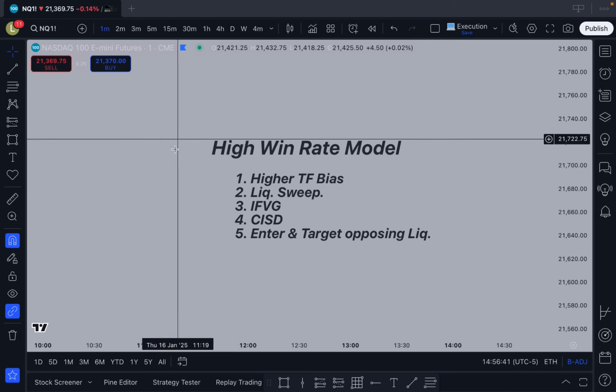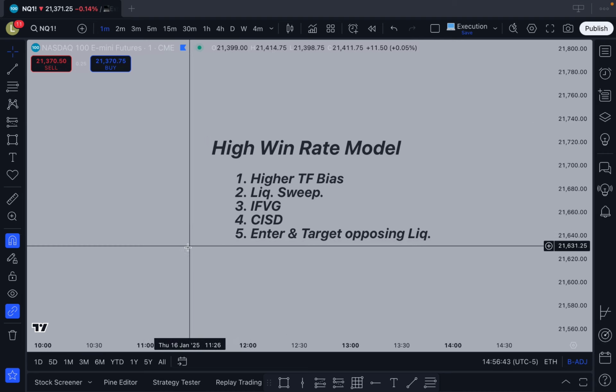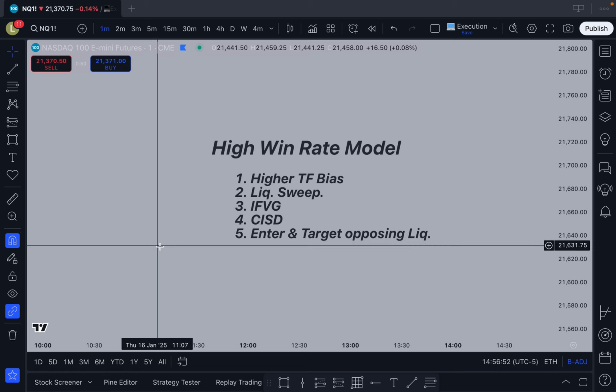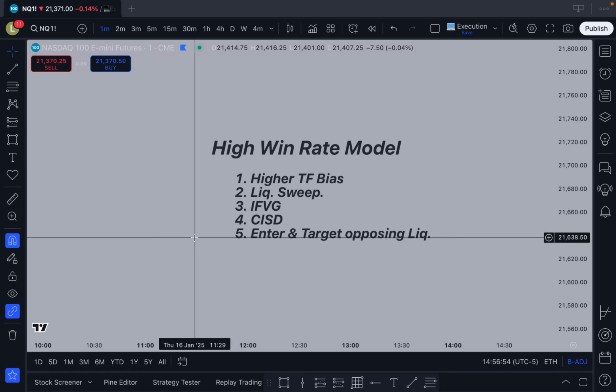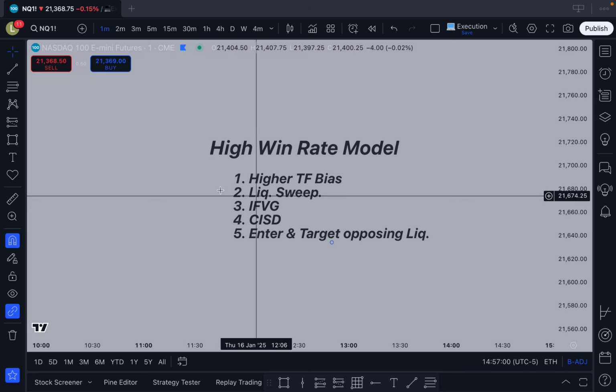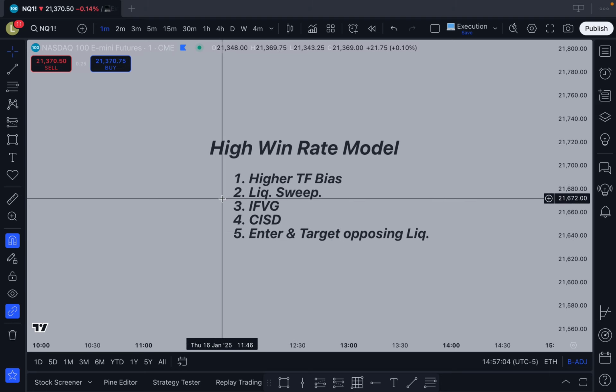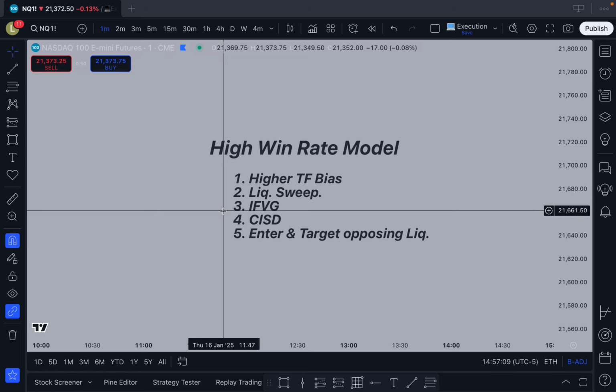So number one, we're looking at the higher time frames to get our initial bias going into the day. So we're looking at the daily time frame, the 4 hour time frame, and the hourly time frame. We'll go over it after I explain this, but for number two, we've got a liquidity sweep. So obviously price takes a high, takes a low.